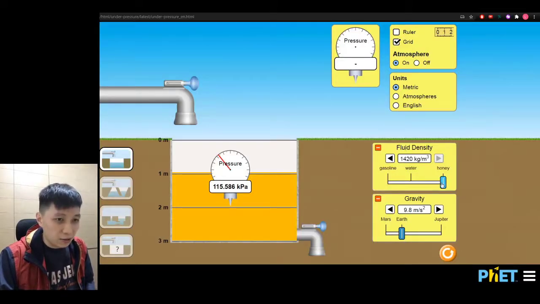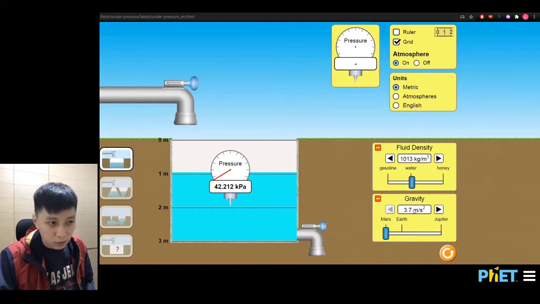I guess I'll change it back to water. And now what you can do is lower the gravity. You can see, wow, it changed so much here. The pressure becomes much lower, well, because the gravity becomes so small.